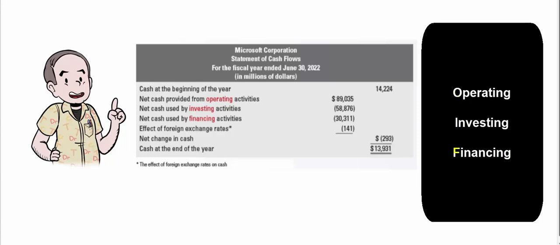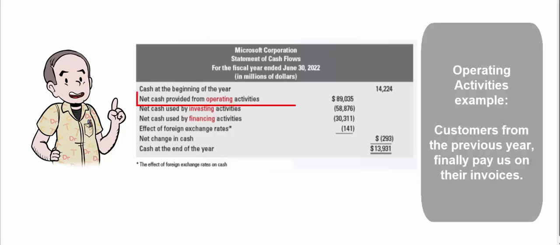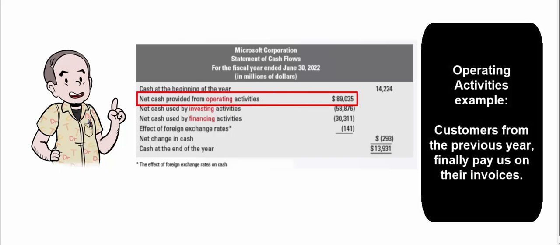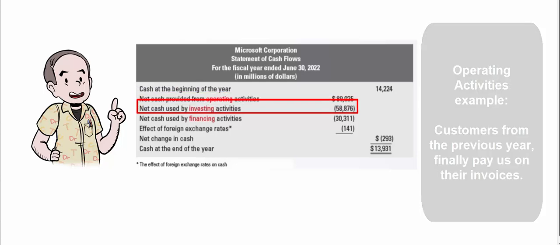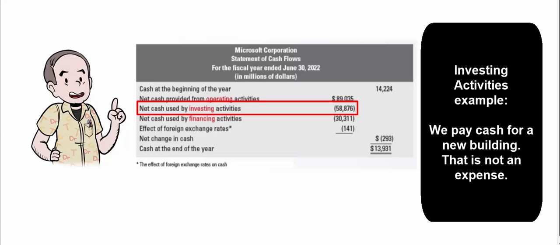An example of an operating activity might be that customers from the previous year finally paid us some money they owed us from that year, and it came in during this year. So we have more cash than you might think looking at our income statement for this year. An example of investing activities might be we purchased some buildings. Those monies don't hit our income statement until we depreciate them. So we have less cash than you might think by looking at our income statement.